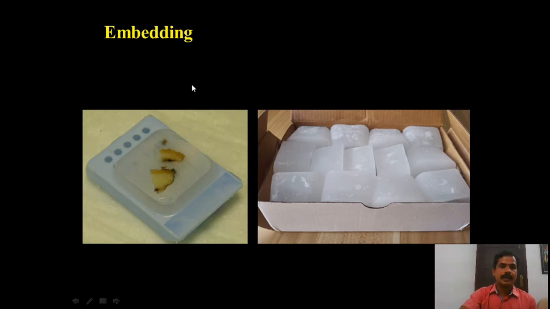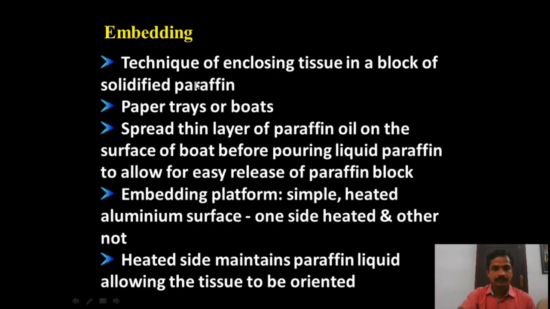Then after infiltration, the next stage is embedding, that is the introduction of the dehydrated, infiltrated specimen inside a solid wax block. The embedding technique is the technique of enclosing tissue in a block of solidified paraffin.